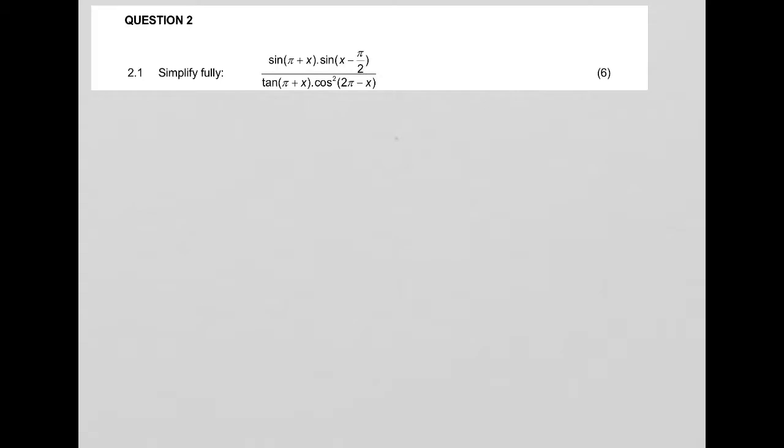Right, question 2.1 is quadrant reduction in radians. So let's start with the sine pi over x. That's in quadrant 3, where sine is negative. And sine of x minus pi over 2 is equal to negative cos x.